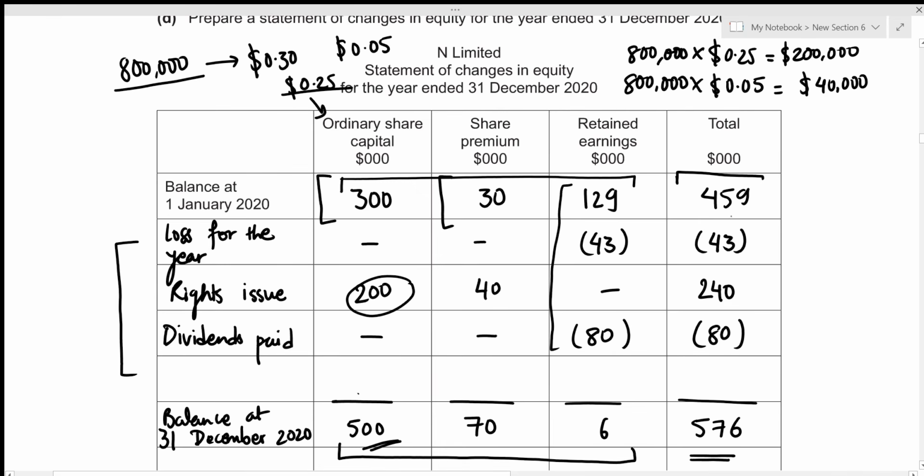So if we need to check if we did it correctly or not, we can just add these values and see if it produces the total of 576. As you can see, it clearly does. So this statement of changes in equity is correct. This completes the fourth part. Let's move on to the fifth one.